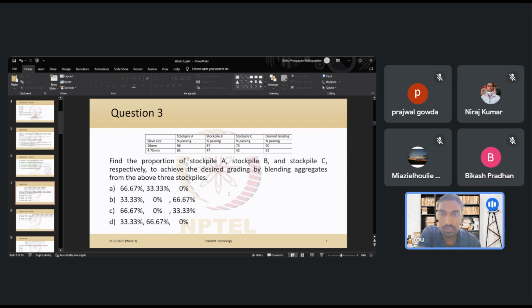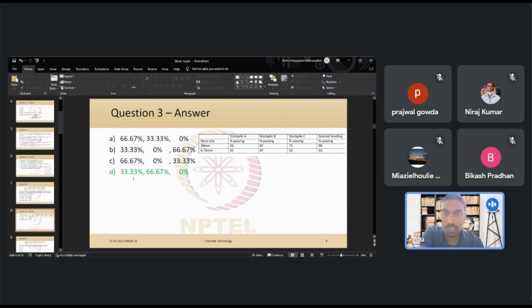Okay, so the right option is option D. So we have to make the proportions 33.33% from stockpile A, 66.67% from stockpile B, and nothing from the third stockpile, right? So if we blend in those proportions, then we will get the desired grading.